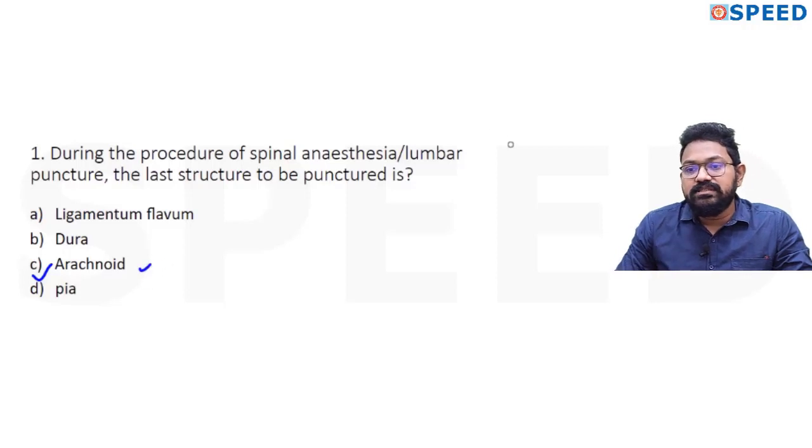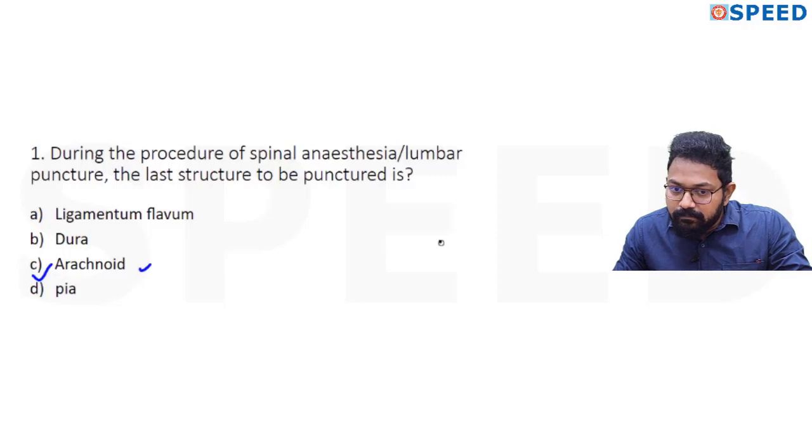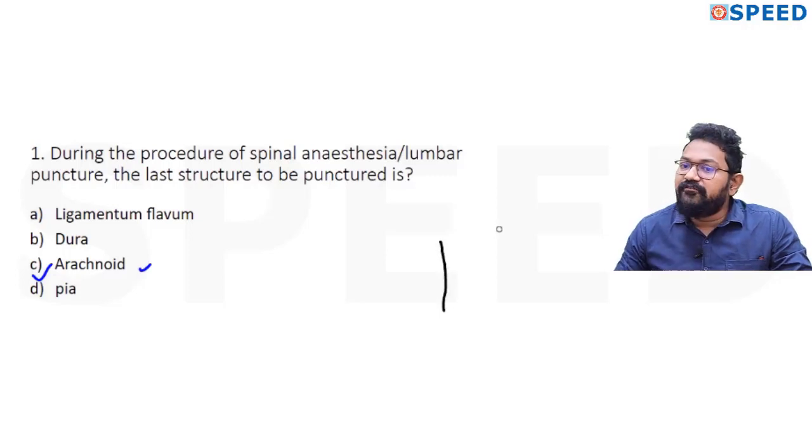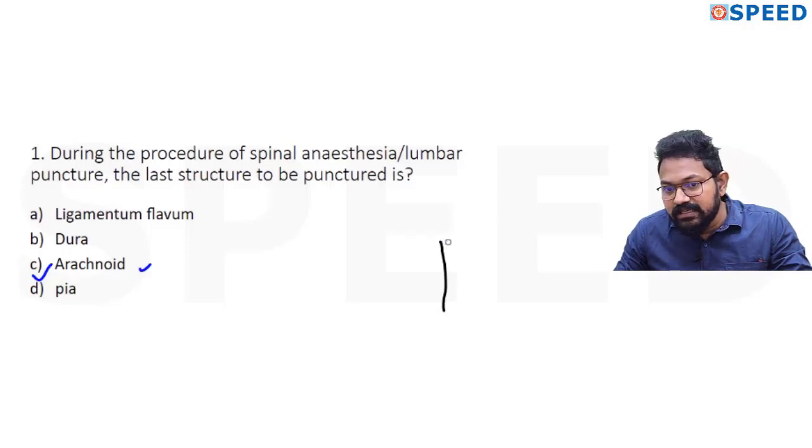So you know that when you start giving the procedure of spinal anesthesia, obviously you have to first puncture your skin, right? You have to first puncture your skin. Once you are done with the skin, obviously the second thing that you are going to have just beneath the skin is your subcutaneous tissue, right? You are going to have the subcutaneous tissue.